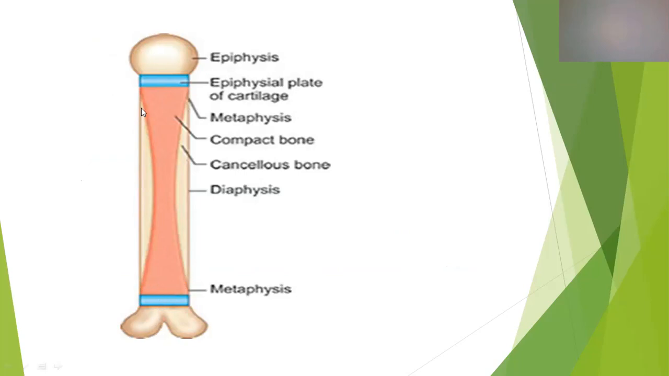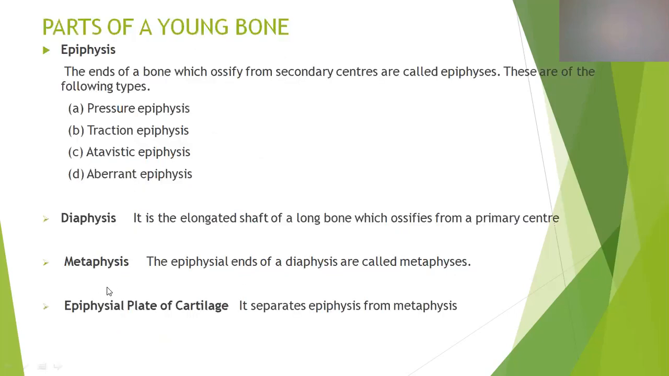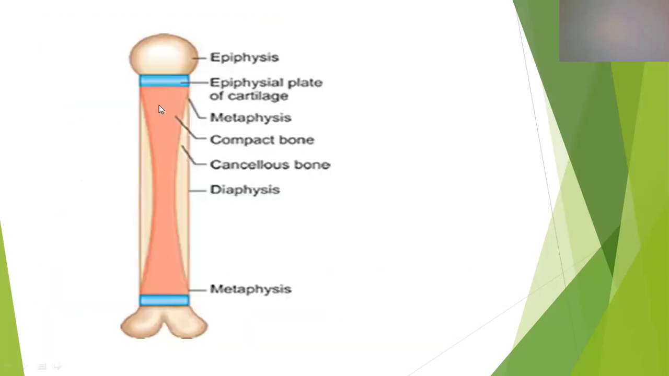Then the last one, the epiphyseal plate of cartilage, which separates the metaphysis from the epiphysis. The metaphysis is separated from the epiphysis by a piece of cartilage. This is the epiphyseal plate of cartilage. So these are the different parts of a developing long bone.